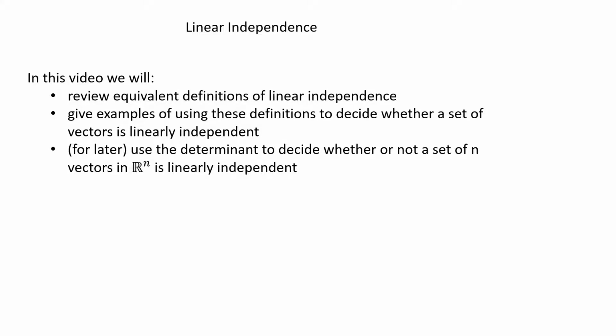In this video, we're going to review equivalent definitions of linear independence. We're also going to look at examples of using these definitions to decide whether or not a set of vectors is linearly independent. And then just for later, when you're looking back at these after we've done a bit more material, we're going to use the determinant to decide whether or not a set of n vectors in Rn is linearly independent. When you're first watching through these, you can skip that final step.